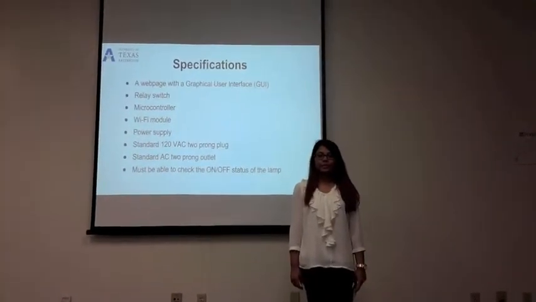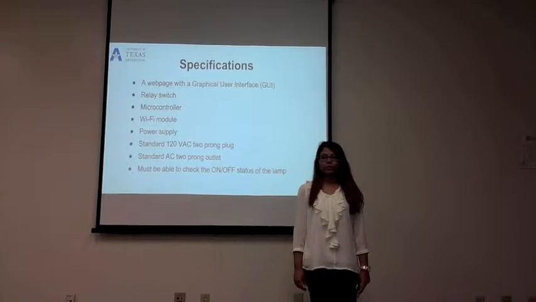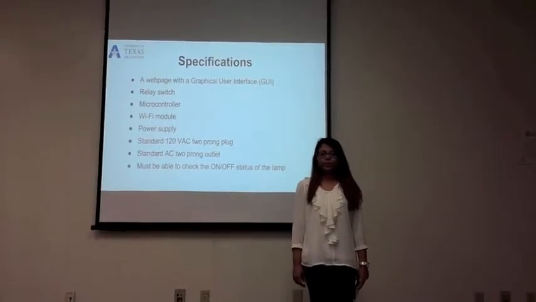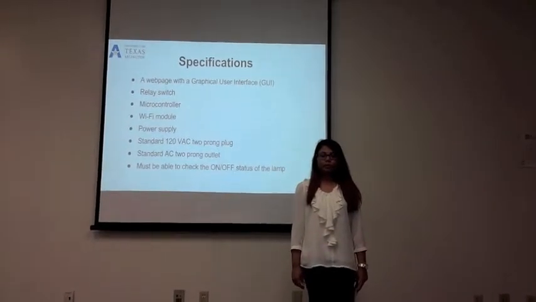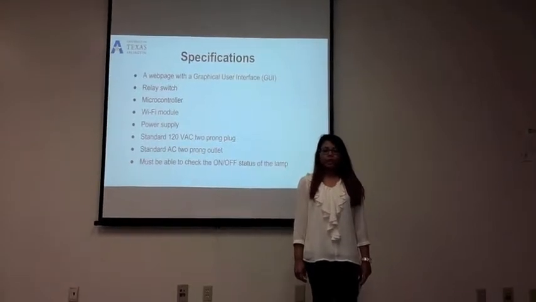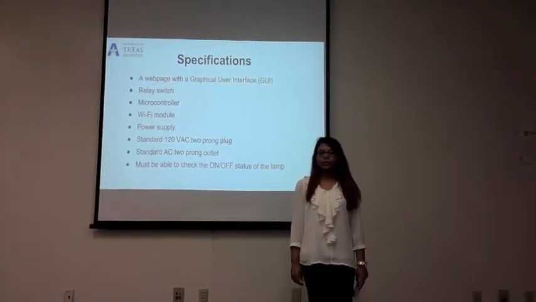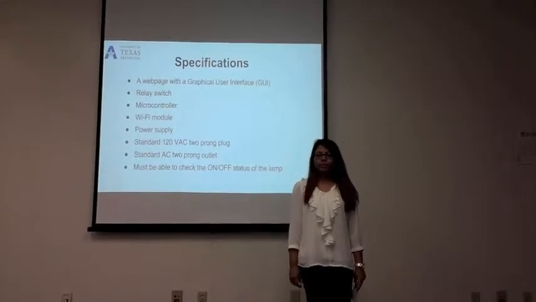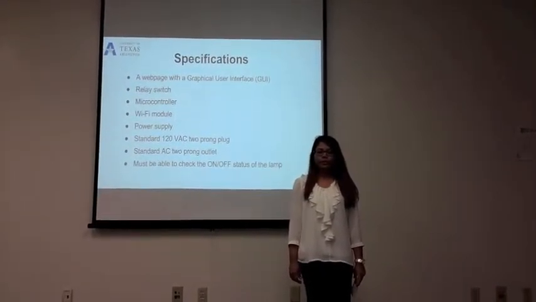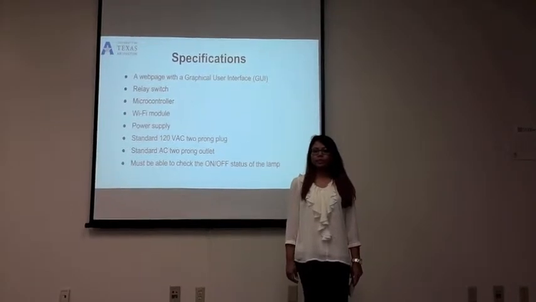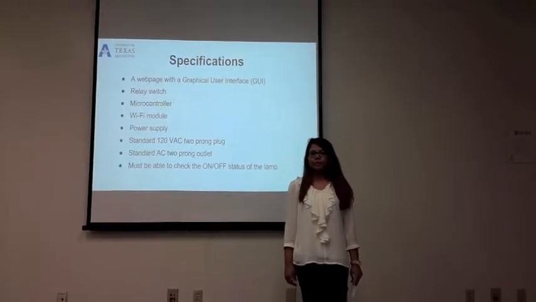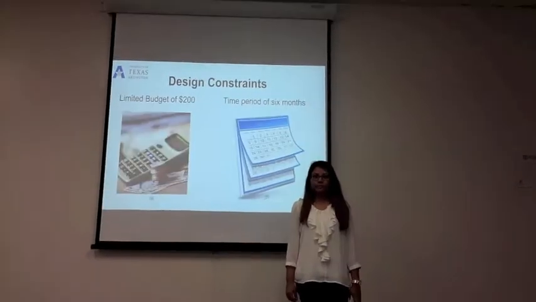Specifications of the smart lighting system include a web page with a graphical user interface, also known as a GUI, a relay switch, a microcontroller, a Wi-Fi module, a power supply, a standard 120 VAC 2-prong plug, and a standard AC 2-prong outlet. Along with this, it must also be able to check the on and off status of the lamp to see if the lamp is turned on or off.